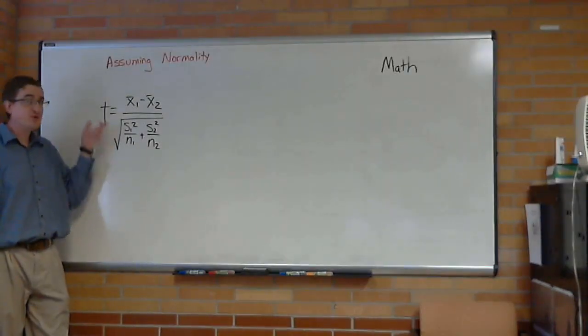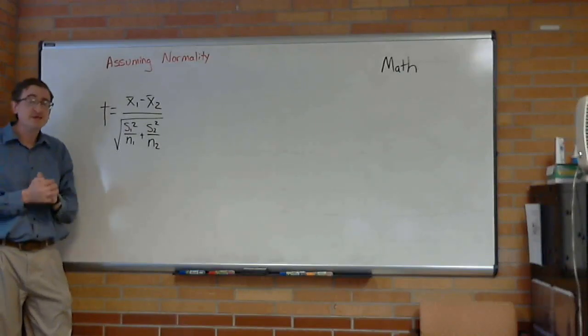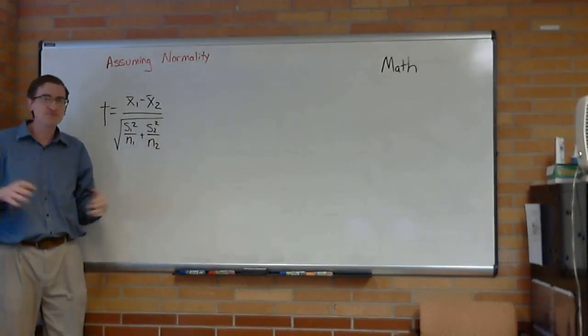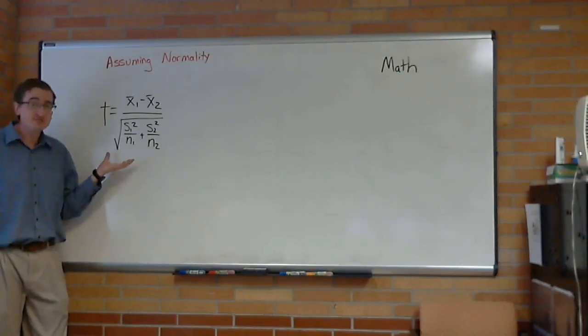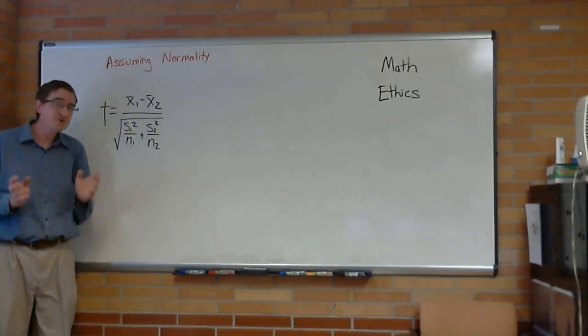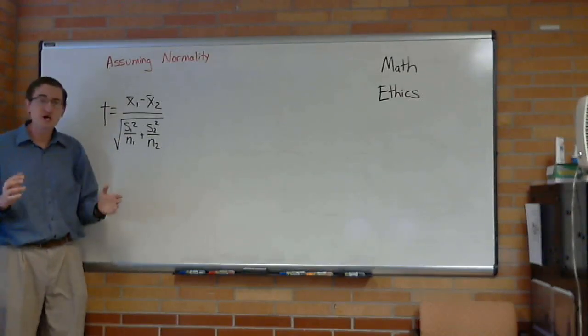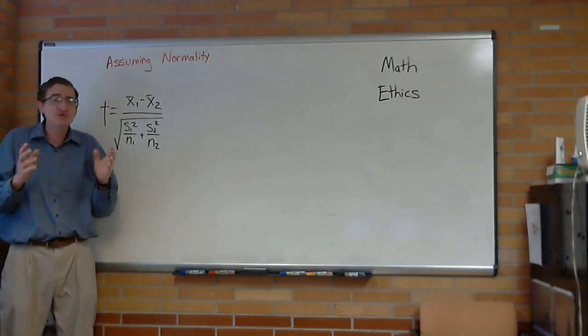But in order to use this equation, we assume there's normality. Now, nothing is ever perfectly normally distributed, but is it close enough? Is it going to give us good enough answers? Could this data use that? That's ethics. But in order to make that kind of judgment call, we're going to need to talk about the terms you're using.